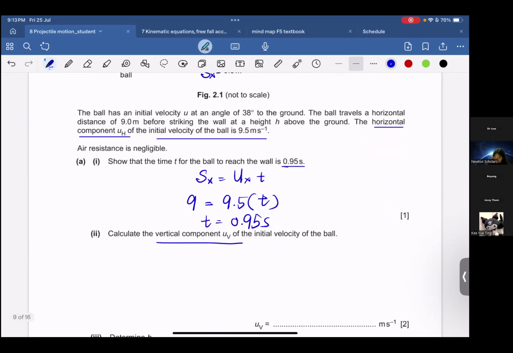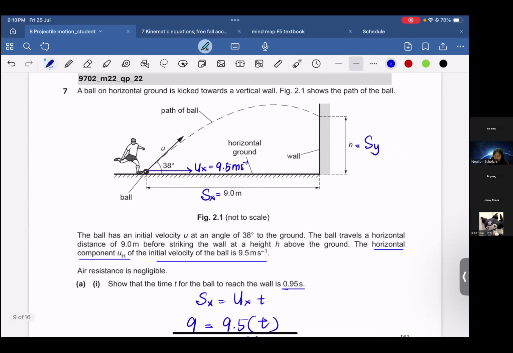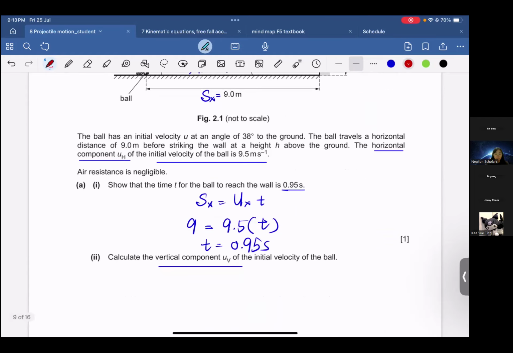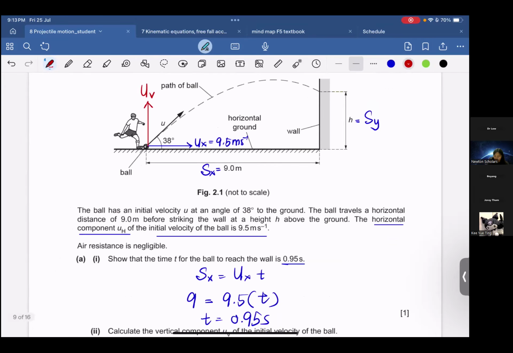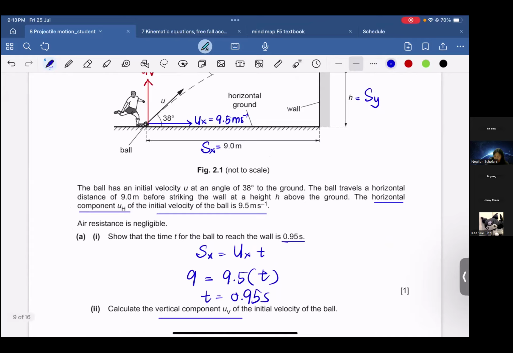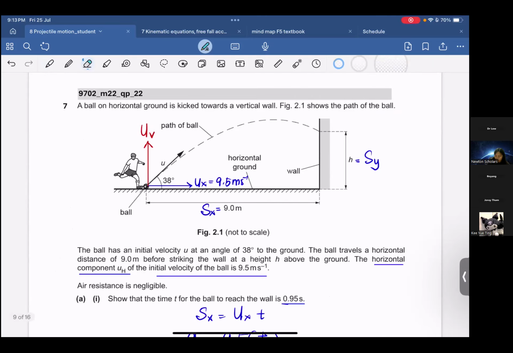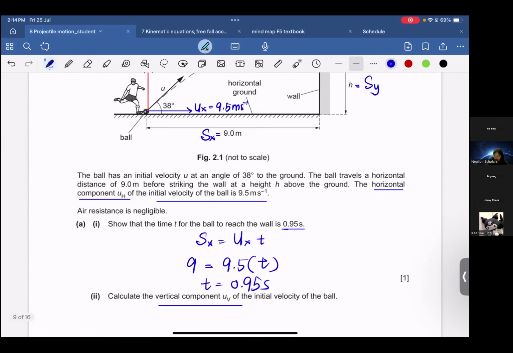Okay, the vertical component of u, they put v. They want you to find out this. Since they put v in this question, we follow v, vertical. So how do you find uv? Look at this, u. Normally uv is actually u sine 38. But the problem is we don't know the u. So we have to find out the u first.